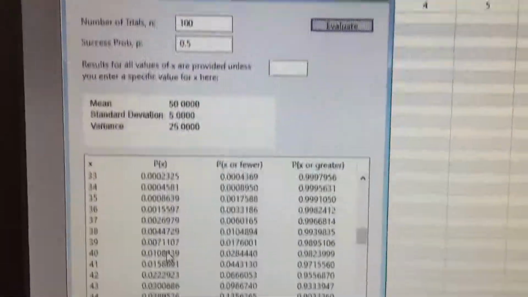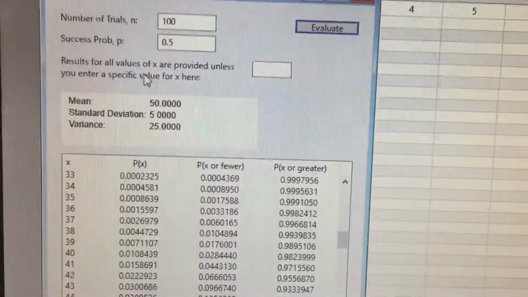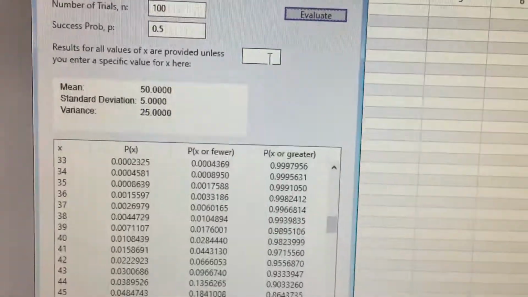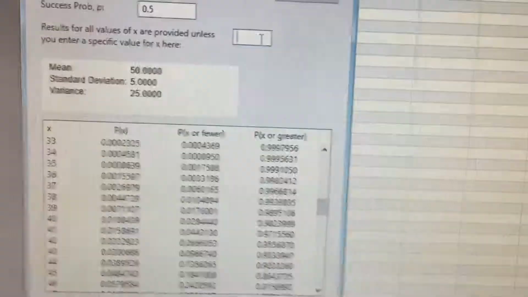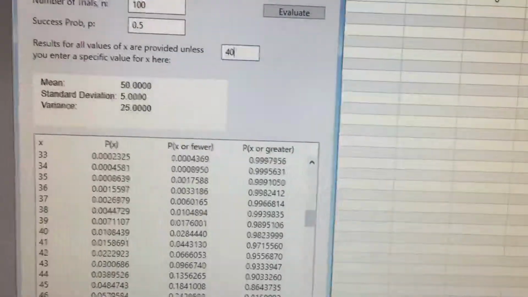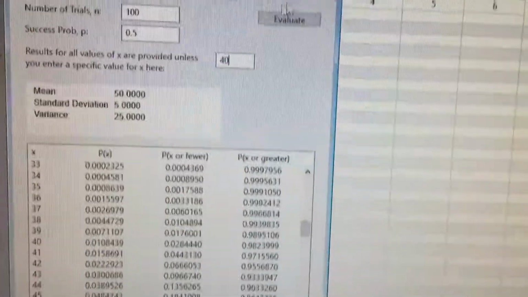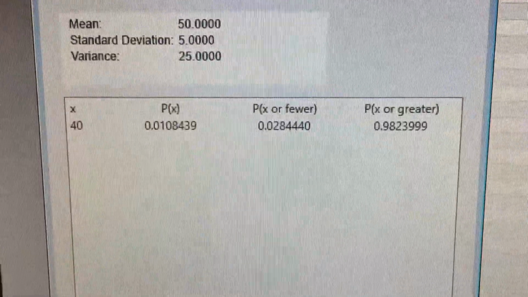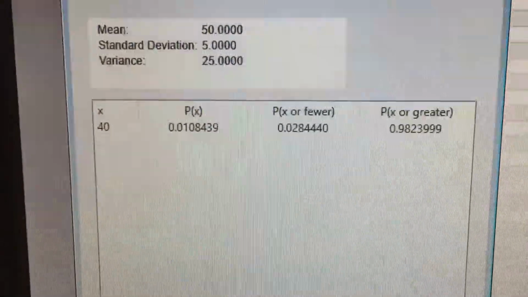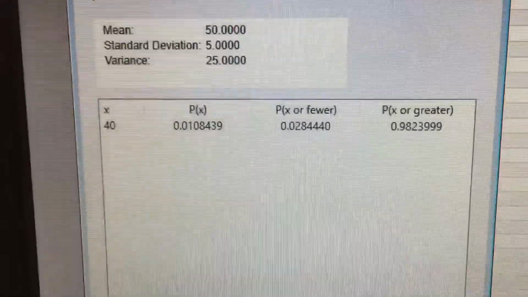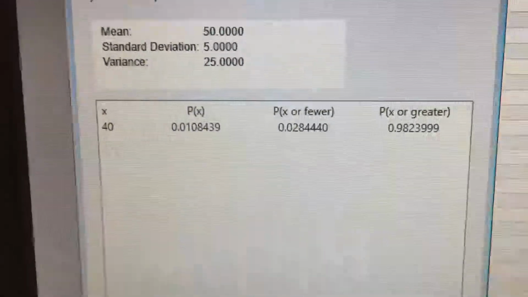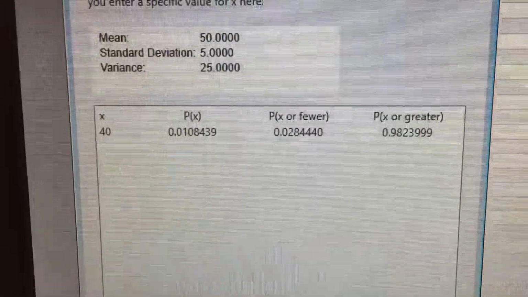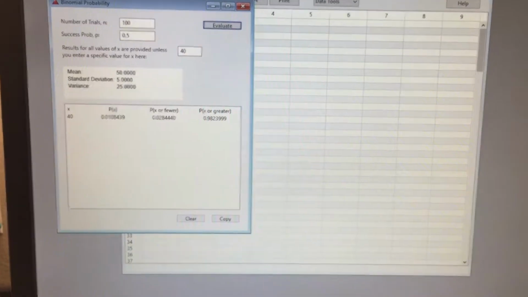Okay, now the other way, if you look up here, results for all values of x are provided unless you enter a specific value for x here. Here we're looking for 40. So I'm going to enter the number 40. And then I'm going to click Evaluate. And it's only going to give you that. And then you just read from the column that says P of x, because we're looking for the probability of exactly 40 boys. And again, that will be 0.0108. Okay. So that's how we do sample problem number 1.